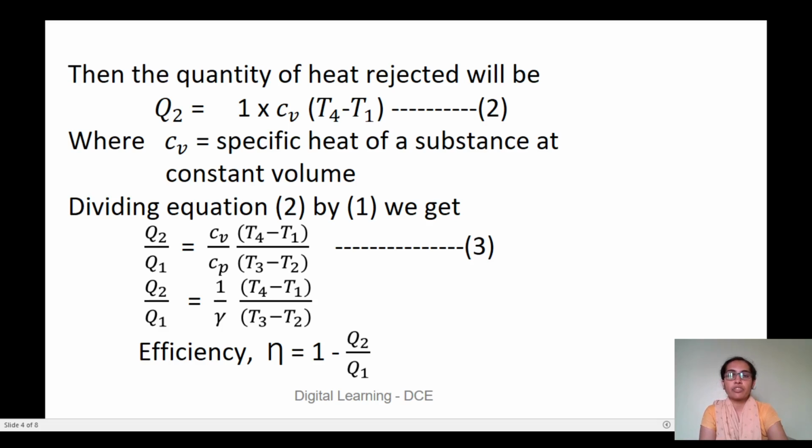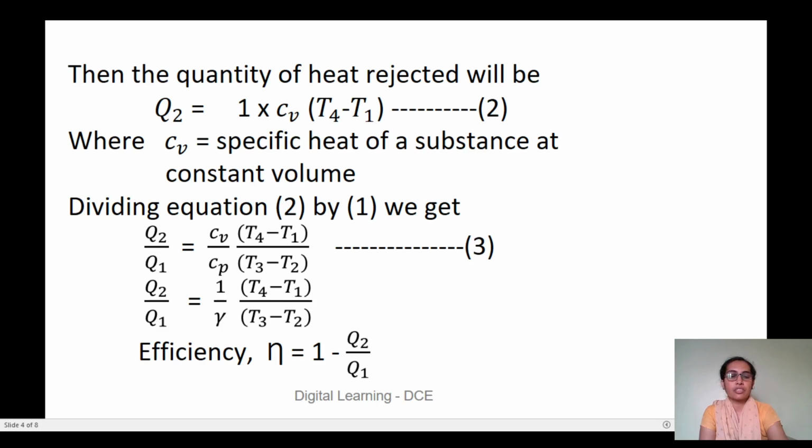So now dividing equation 2 by 1, we get Q2 by Q1 equals Cv into (T4 minus T1) divided by Cp into (T3 minus T2). Call that equation 3. We know that gamma is equal to Cp divided by Cv. So therefore we get Q2 by Q1 equals 1 over gamma into (T4 minus T1) divided by (T3 minus T2).